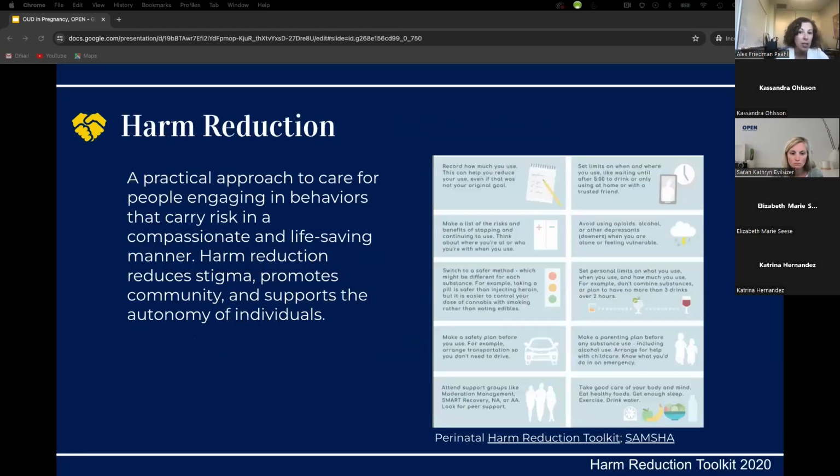Harm reduction is a pillar of substance use treatment. It's a practical approach to working with people who engage in behaviors that carry a risk, and it can be life-saving in meeting people where they are. Well-known examples include things like needle exchange programs, safe use sites, administration of naloxone, or just making sure individuals have a parenting plan before using or that they're not using alone.